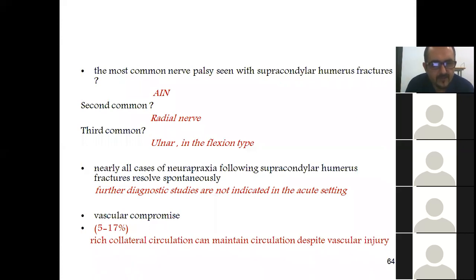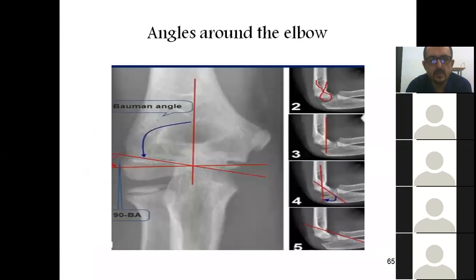What will happen if there is a vascular compromise? Their rich collaterals can maintain the circulation despite the vascular injury, so there is no issue. They can ask you to draw angles around the elbow. I think the most important will be Baumann's angle. My arrow is showing the modified Baumann's angle. This is the original Baumann's angle.